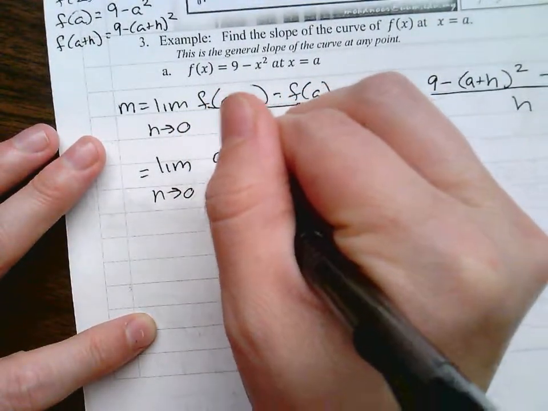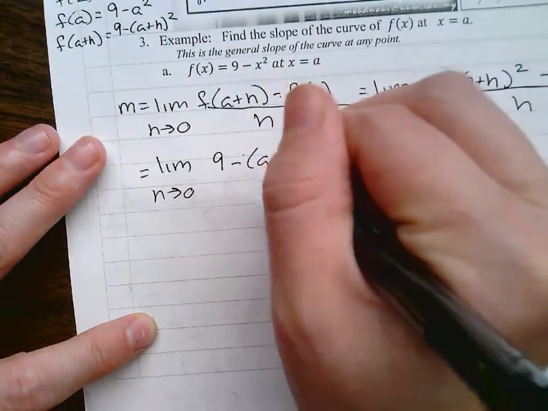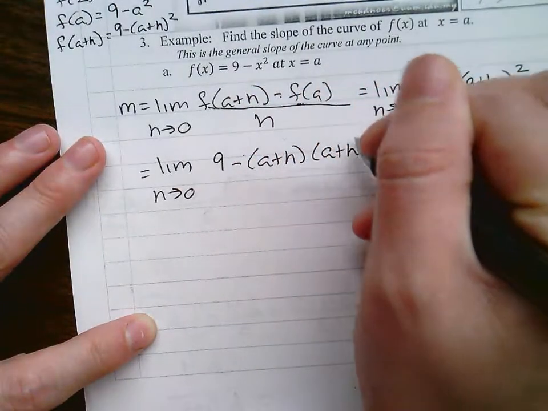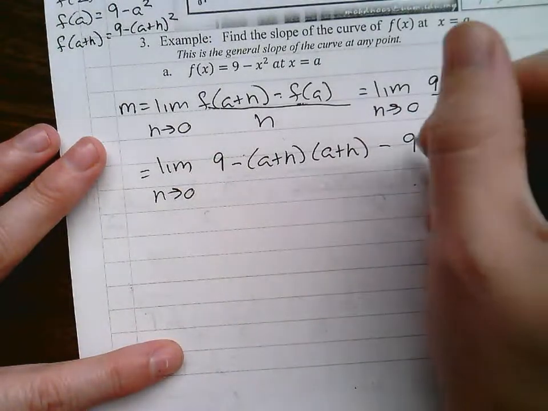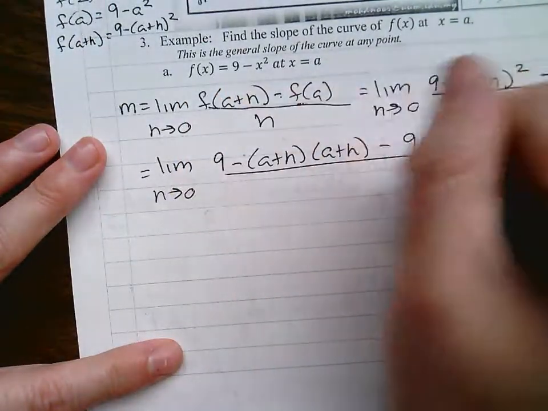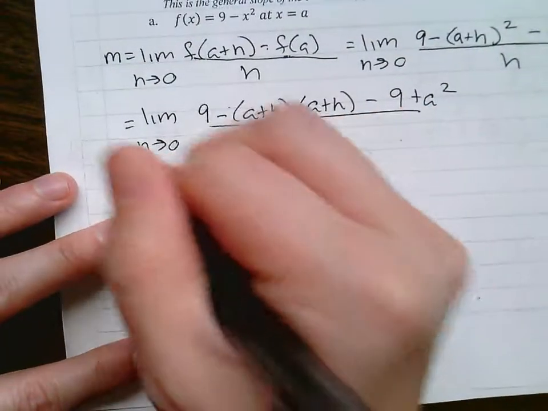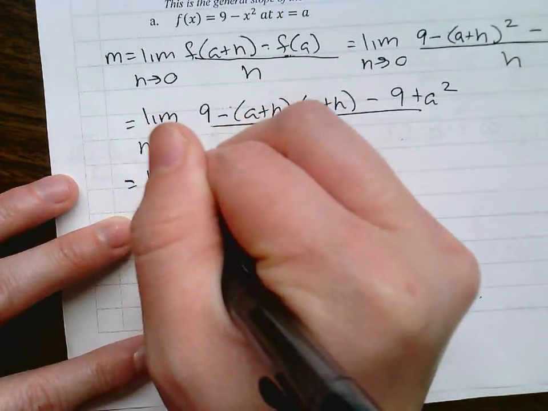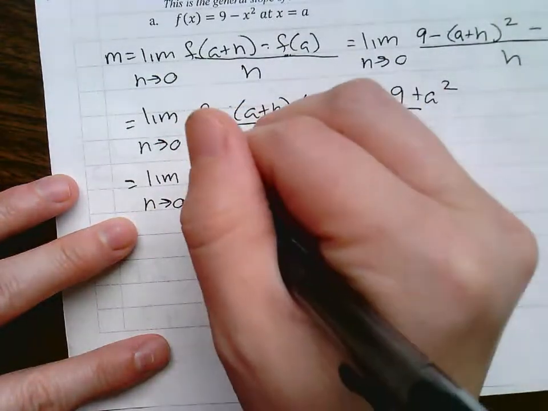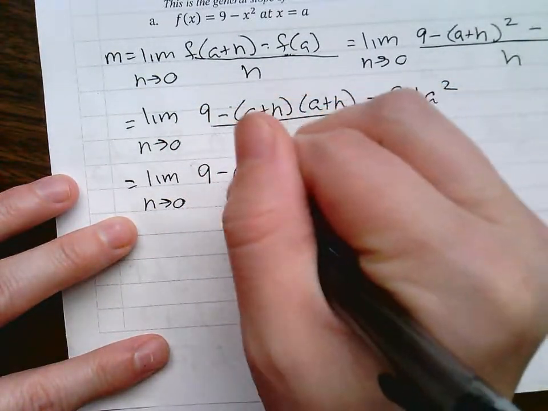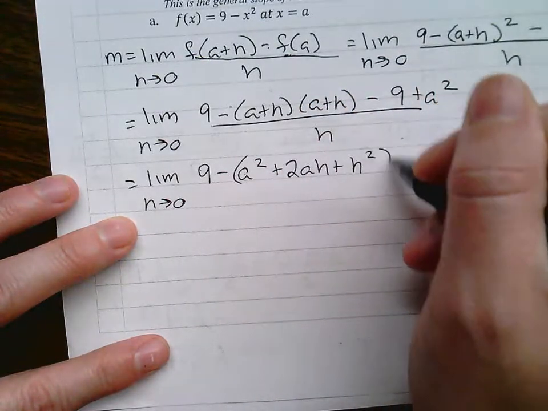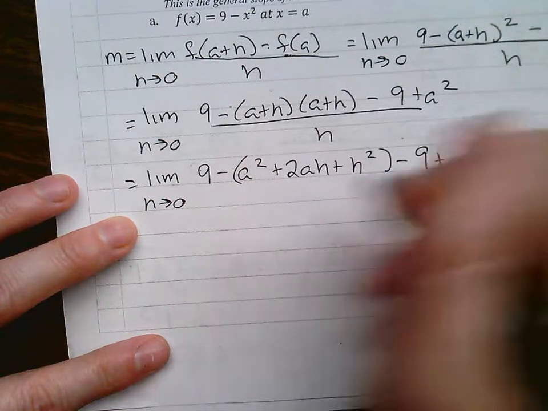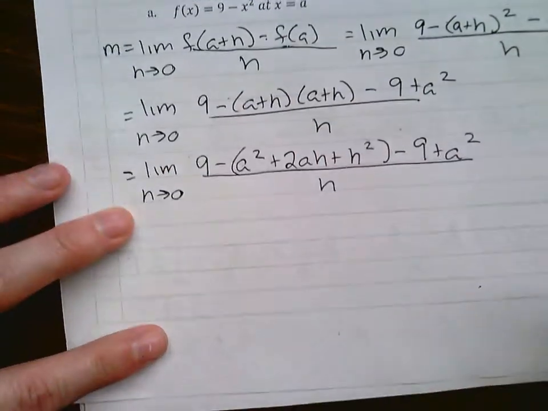So it's going to be 9 minus, I'll just show it in this one, a plus h times a plus h, minus 9, plus a squared. Okay, I'm going to FOIL that. It's a perfect square, so you could also just use the perfect square trinomial formula. So you're going to have a squared plus 2ah plus h squared, minus 9 plus a squared, over h.